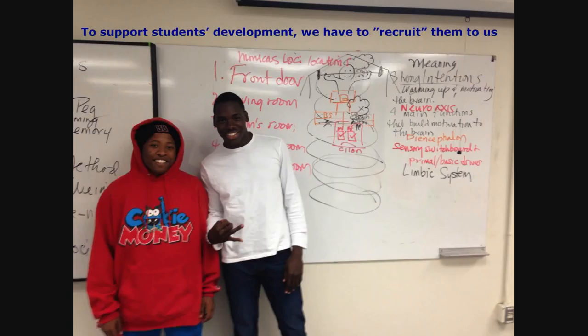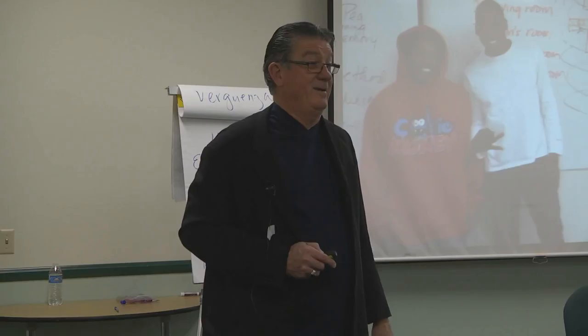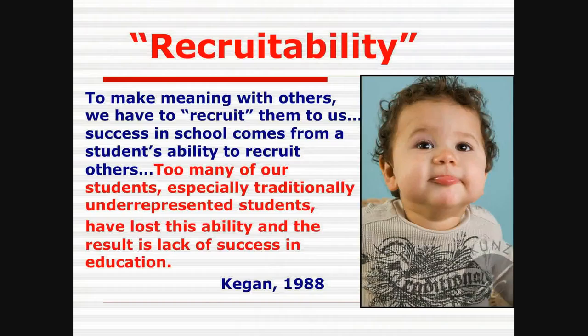Here was the fastest man in the United States, Kamar Lee. To support students' development, we have to recruit them to us. This young African-American man told me, he says, Dr. Rivas, I read this, he read Buddha's Brain. He said, I had never read a book in my life, and I love that book. Did I recruit him? And I hugged him, I could cry, I loved him. Kamar Lee and I cried together. Fastest man in the United States in the 100. And because our students need us to recruit them.